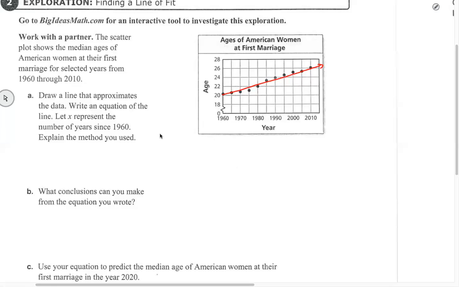Okay, now let's talk about this. Ages of American women at first marriage. In the 1960s, what was going on in the 1960s? AJ, do you know? Okay, we have like a depression happening. Anybody else at home? Let's go with Nate. What was going on?